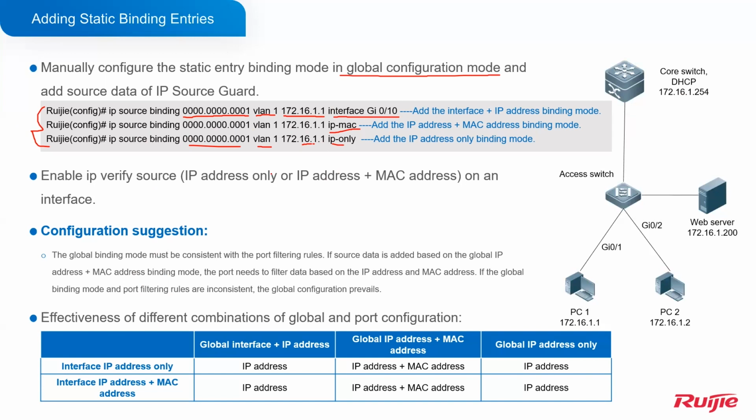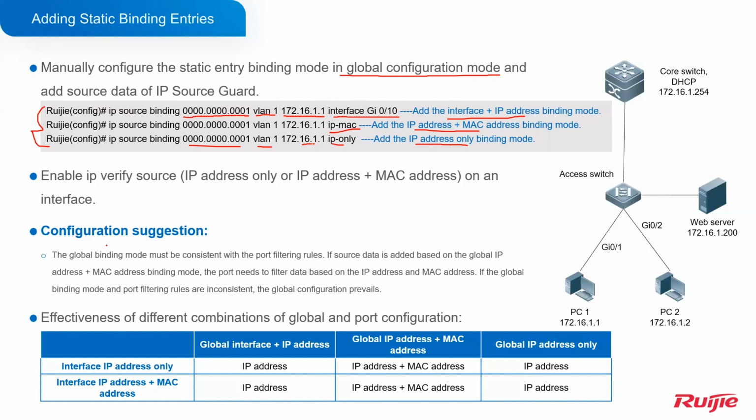After having these entries, next is to enable IP verify source on the interface, right? When you enable the IP verify source, there could be some different modes, for example, IP address only or IP address plus MAC address. During the configuration here, you can see some suggestions, because here we should manually configure some binding modes, right? Static entries, and you are selecting maybe different modes: IP address only, IP address and MAC, or interface and IP.